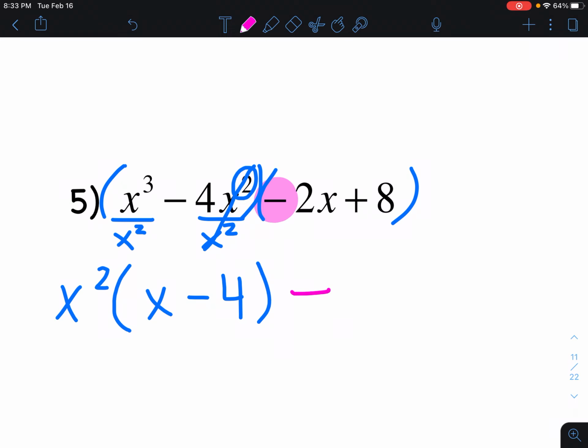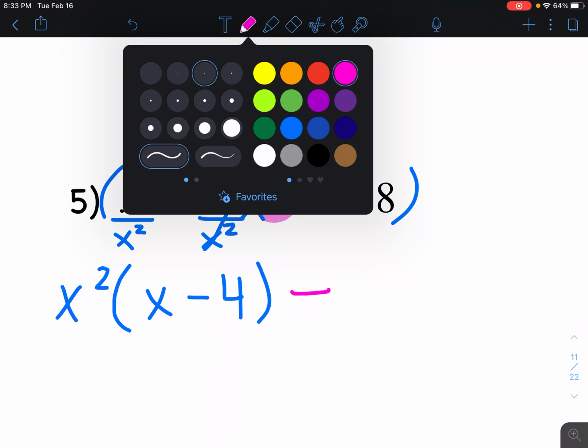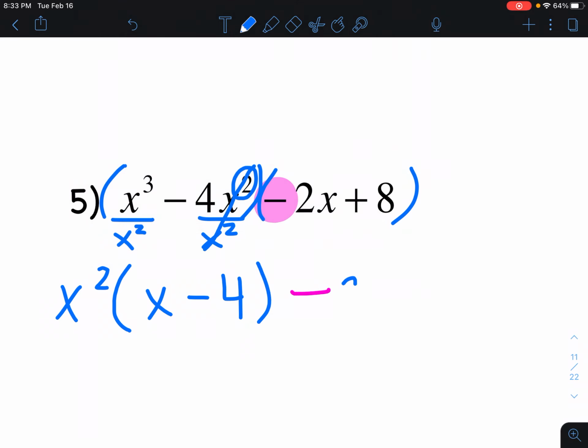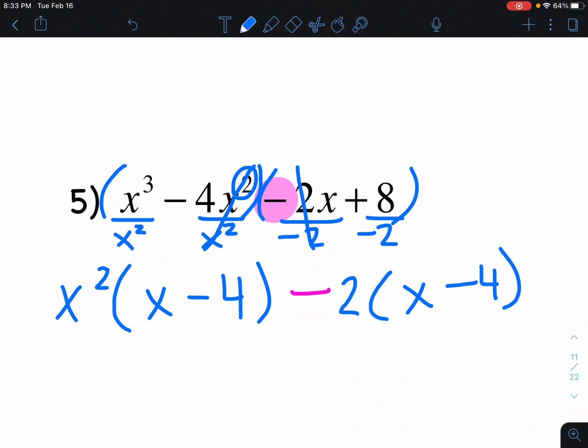So what's your GCF of 2x and 8? It should be 2. So we would call that GCF negative 2. So let's divide by negative 2. The negatives cancel to become positive x. And then 8 divided by negative 2 is negative 4. So put minus 4.